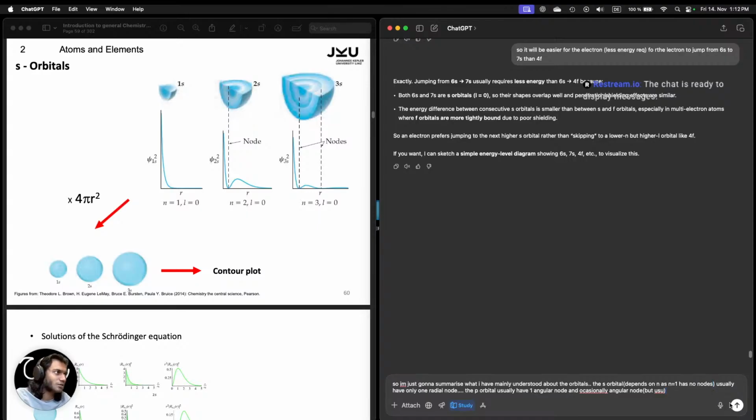The n equals 1 having no nodes, you're not going to find an electron at the center of the atom, the nucleus. So if we think about it, n equals 1 should have a node at the center of the atom. S orbitals usually have only one radial node. The p orbital usually has one angular node and occasionally a radial node.